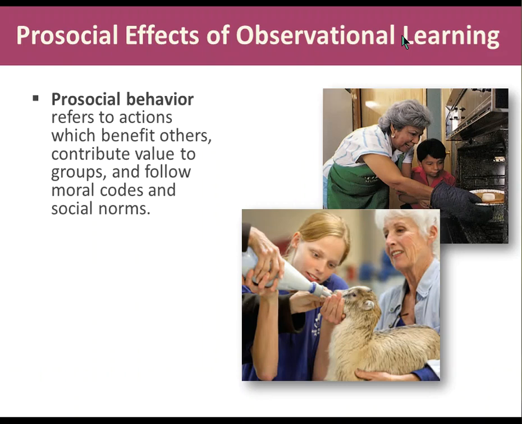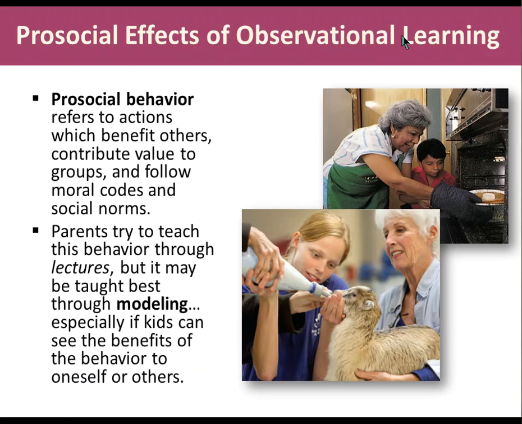Pro-social effects of observational learning. Pro-social behavior refers to actions which benefit others, contribute value to groups, and follow moral codes and social norms. Parents try to teach this behavior through lectures, but it may be taught best through modeling. So if you want them to be somewhat more giving, show your children that you're donating your time, going to soup kitchens, going out to help out at homeless shelters and things of that nature. So especially if kids can see the benefits of the behavior to oneself or others, it's quite beneficial.